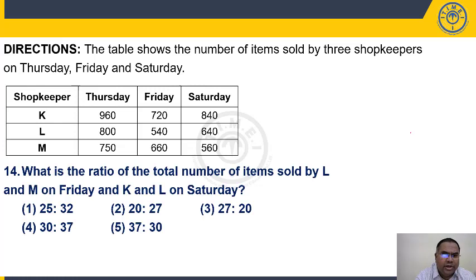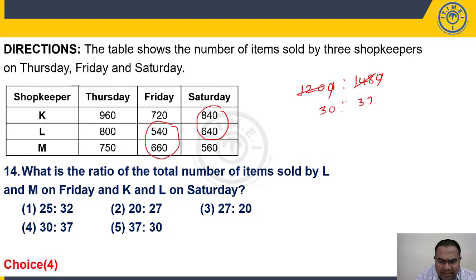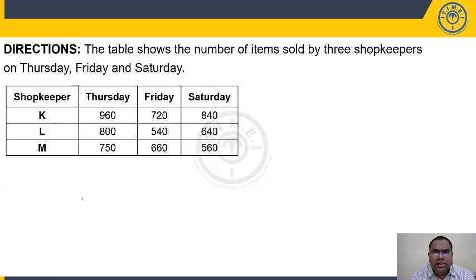Question number 14, students. Ratio of total number of items sold by L and M on Friday. L, M on Friday. Add these two. How much? 1200 is to K and L on Saturday. K and L on Saturday. 80, 1480. The ratio of these two. How much is this? Right? 4 3s 12, 4 7s, 4 30s. 30 is to 37. 30 is to 37 is present in choice 4. Right? This is our last question.